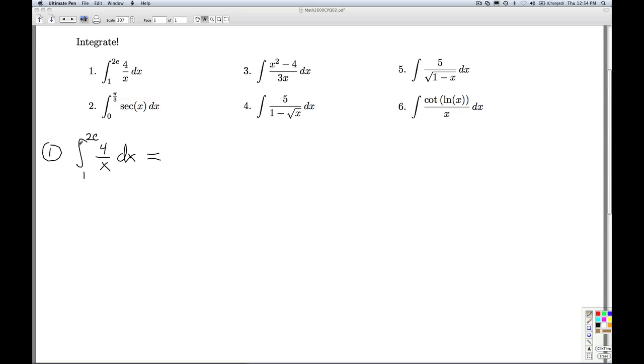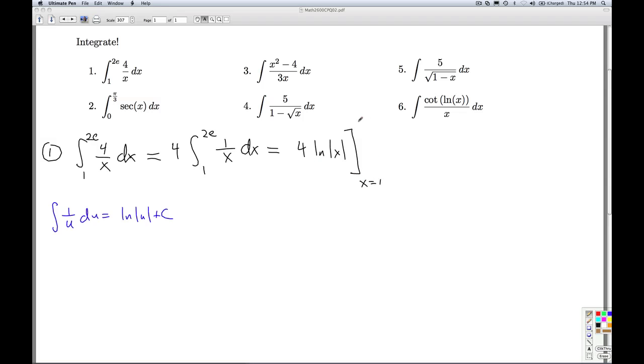So I'm going to get started by factoring the 4 out front of the integral. And now I'm going to use our integration formula for the natural log. We know that the indefinite integral 1 over u du is the natural log of the absolute value of u plus c. And so that's exactly what I have here with the x. So it's 4 natural log absolute value of x. And I'm using the fundamental theorem of calculus now. I'm going to evaluate that from x equals 1 to x equals 2e.